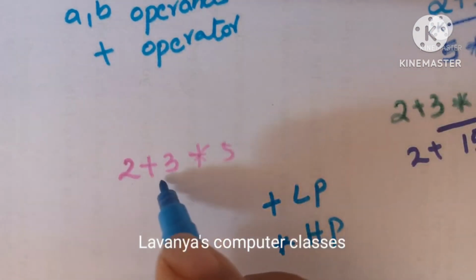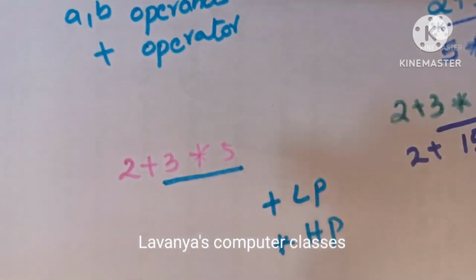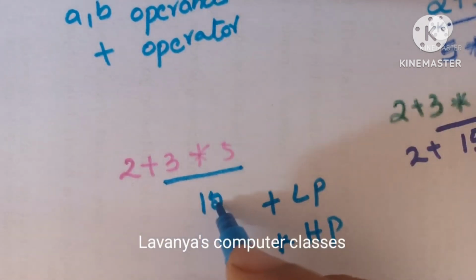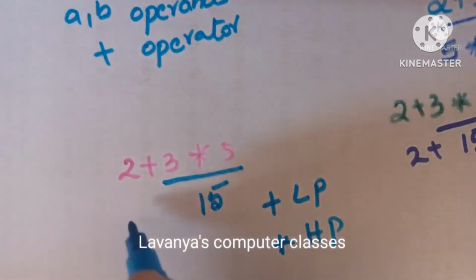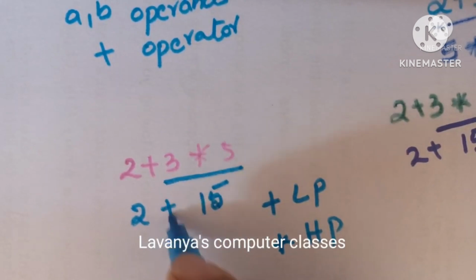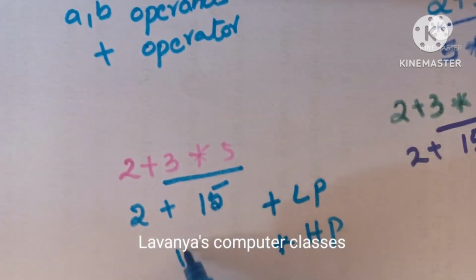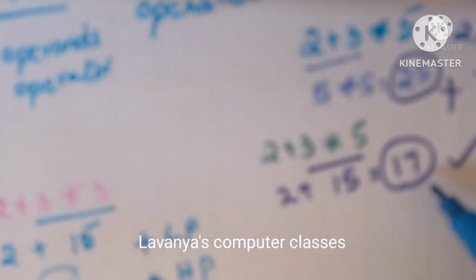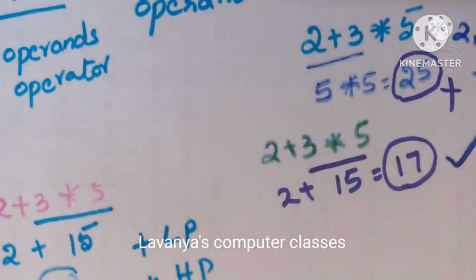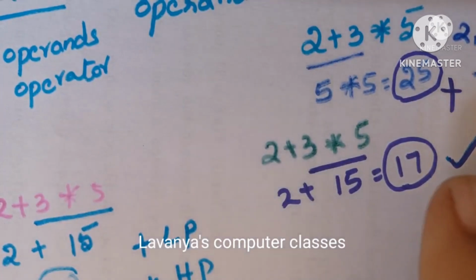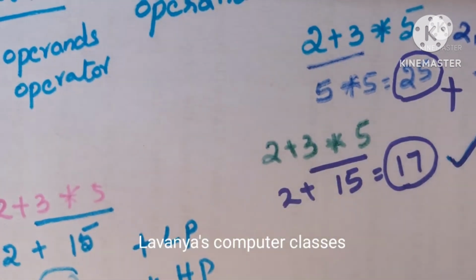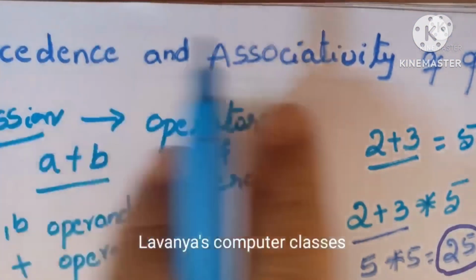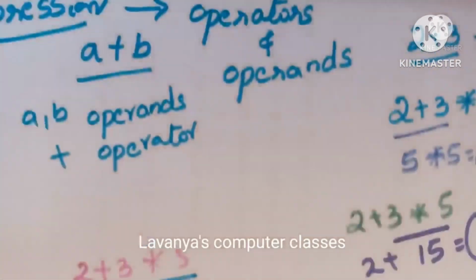According to that rule, which one is executed first? The high priority operator. So first multiply 3 into 5, which is 15. Then 2 plus 15, that is 17. This is explained by precedence. That's why for 2 plus 3 into 5, 17 is the correct answer, not 25. 25 is the wrong answer, and that is explained by the precedence.